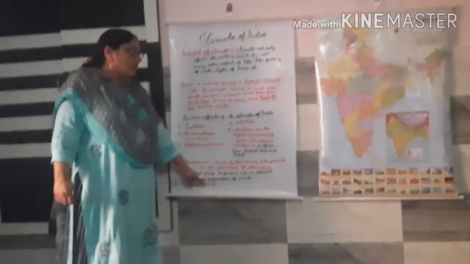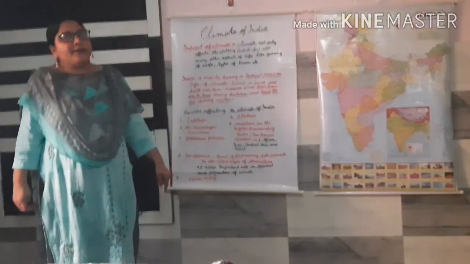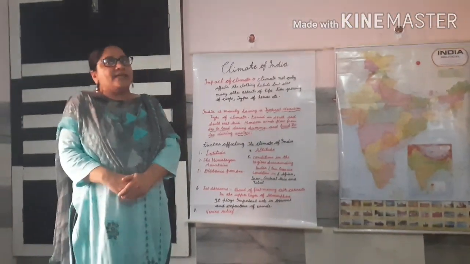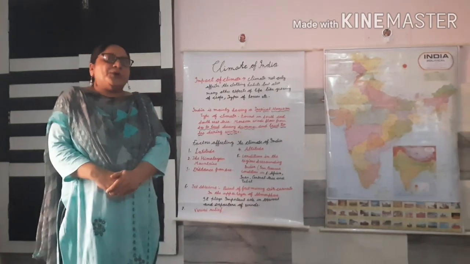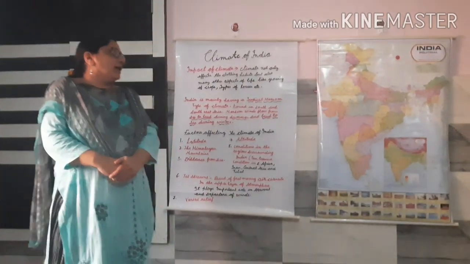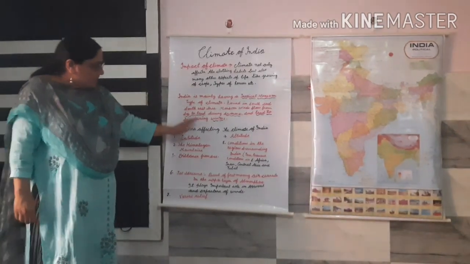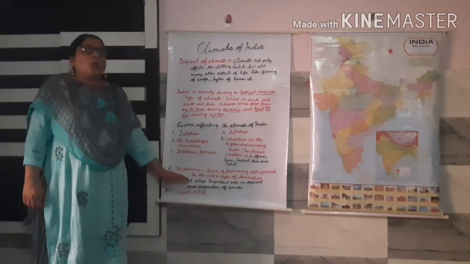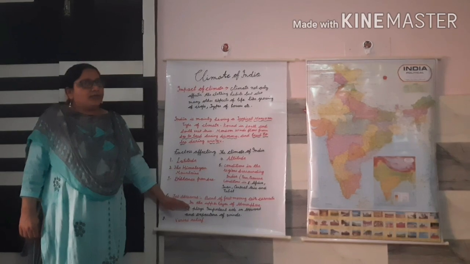And the last one is the varied relief. What is the meaning of varied relief? The mountains, plains, plateaus, desert regions and water bodies also affect the climate of our country. So students, these are the factors which affect the climate of our country.